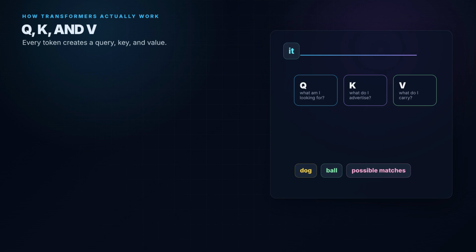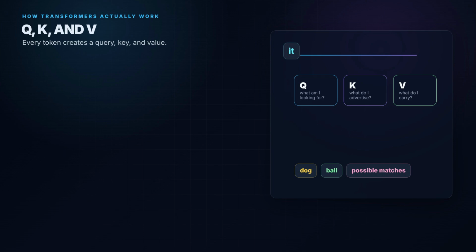Inside attention, every token creates three new vectors: a query, a key, and a value. The query means, what am I looking for? The key means, what information do I advertise? The value means, what content do I carry forward?